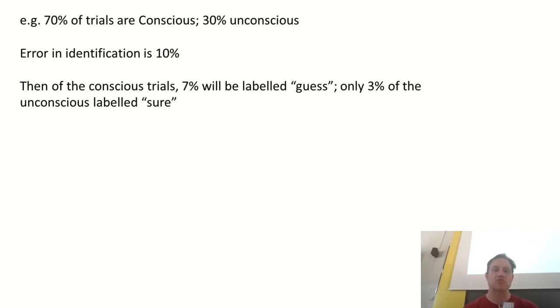So let's say it's conscious on 70% of trials and 30% it was unconscious. But there's an error of 10% that arises in both cases. So what I'll do is assume that the error is 10% in both cases. And what I mean by that 10% is in the 70% of trials that are conscious, 7% will be labelled as guess. That's 10% of that. And in the 30% that are unconscious, 3% of those will be called sure. In other words, will be labelled incorrectly by the subject.